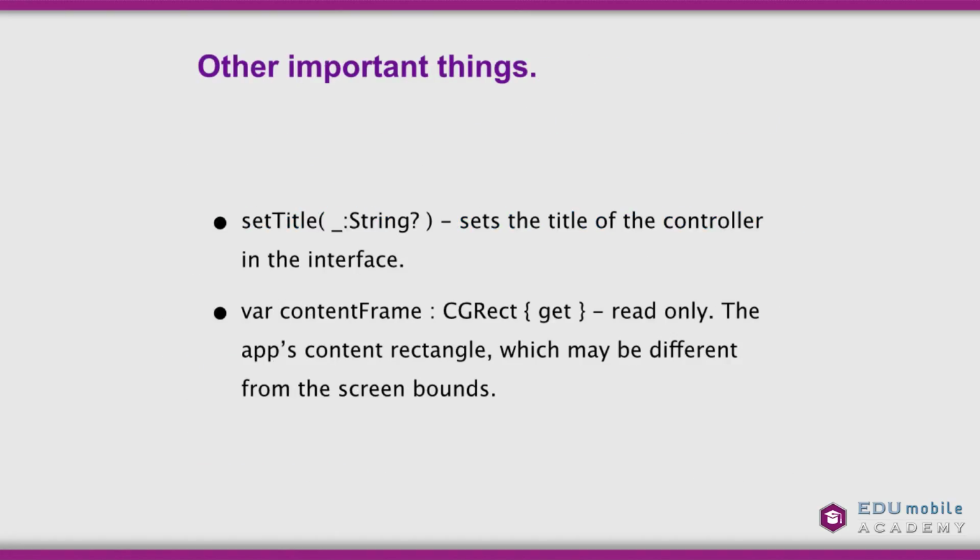There's a couple other important things in this discussion that I want to cover. setTitle with a string sets the title of the controller in the interface, and contentFrame is a var. It's a read-only property. This gives you the app's content rectangle, and this might be different from the actual screen bounds. So in code, you want to check contentFrame because this is, so to speak, the displayable rectangle of the app.